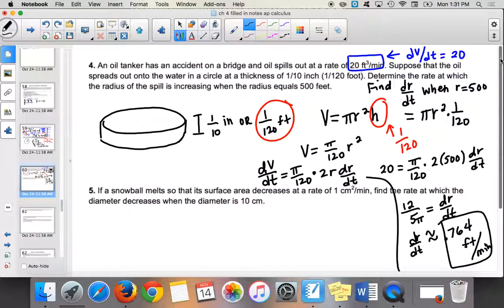And then be careful, a lot of times it's nice to write a final sentence. So, determine the rate at which the radius is increasing: the radius is increasing at a rate of 0.764 feet per minute. But if it had been decreasing, let's say it was negative, and it says determine the rate at which the radius is decreasing, would you write negative? No, it's a double negative in math class. So you would say the radius is decreasing at the positive number, or you would say the rate is changing and then put the negative. Does that make sense? So be careful.